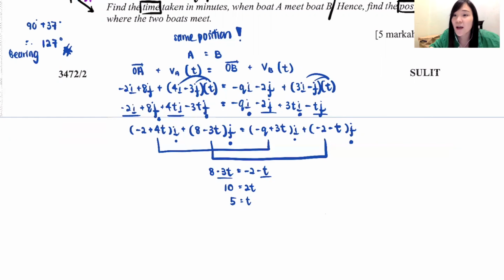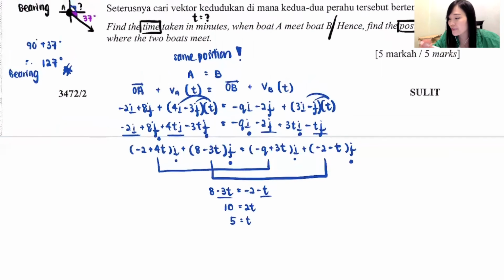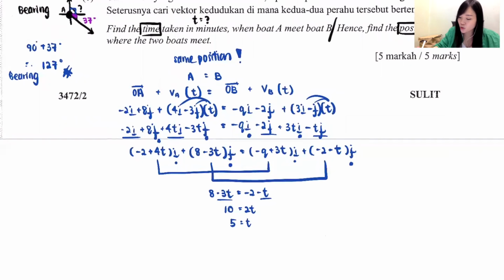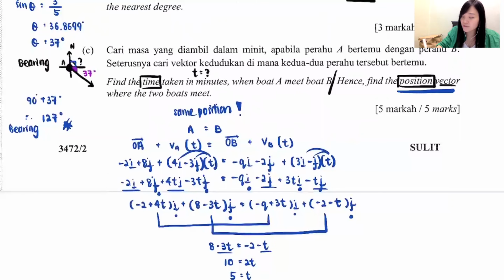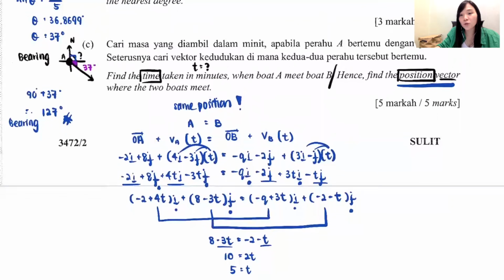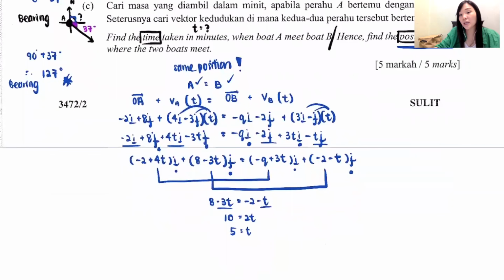Actually, not necessary to find. But after you find when they meet each other, remember, they're also asking you what is the position vector. So you should find the position vector for boat A or for boat B. Either also can. Why? Because on the 5th second, both of them will meet each other, so both of them were on the same spot. Since they're on the same spot, you do which one also can.